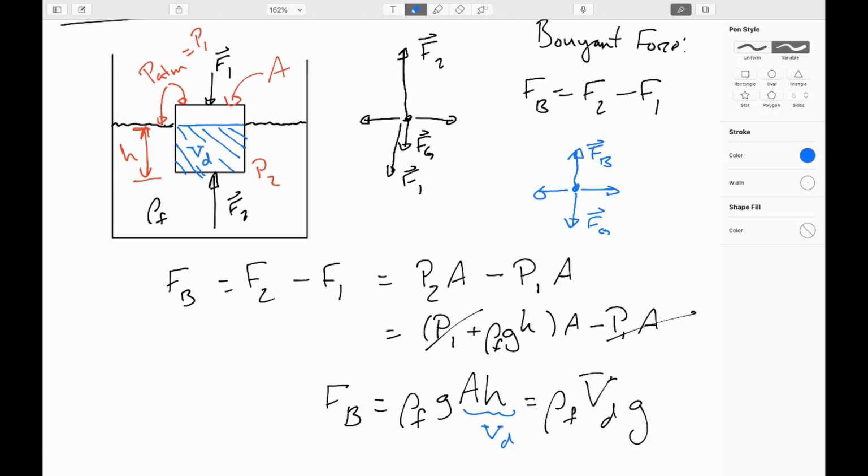Now, the buoyant force works regardless of whether the object is a floater or a sinker. If you have a completely submerged object and it's a sinker, that just means the force of gravity is going to be bigger than the buoyant force, and the net force will be down. On the other hand, if it's a floater, if the object were temporarily submerged, the buoyant force would be greater than gravity, and the net force would be up. It's also possible to have neutral buoyancy, where they're equal. This is the normal state of affairs for a submarine.